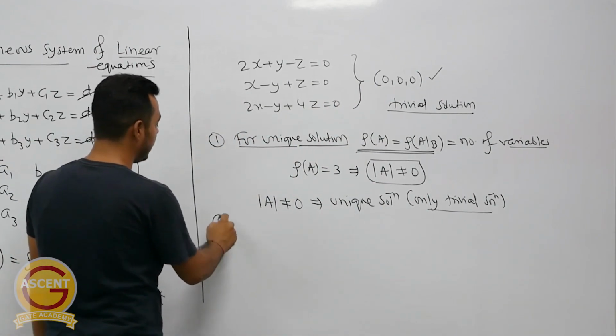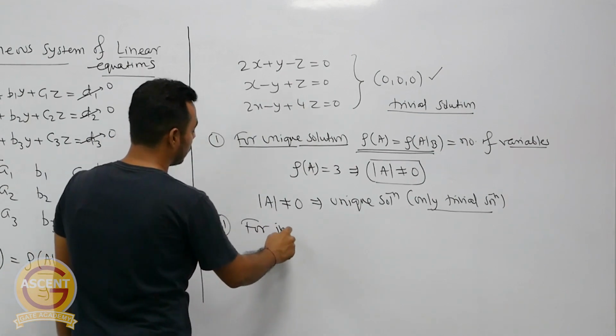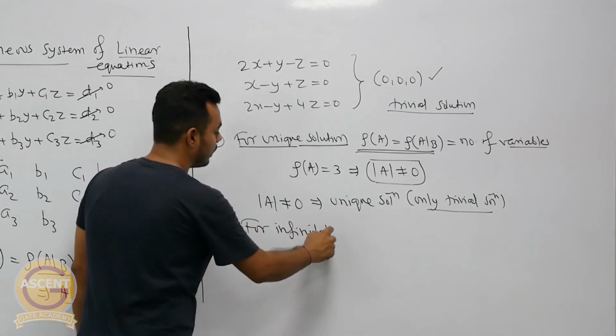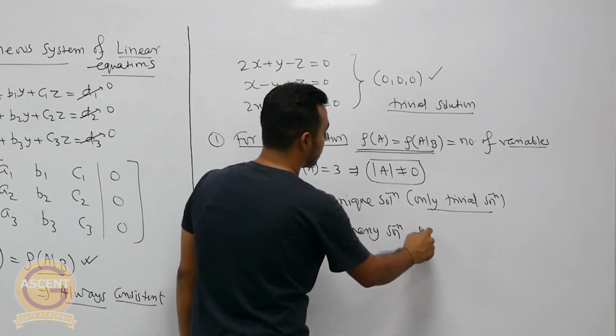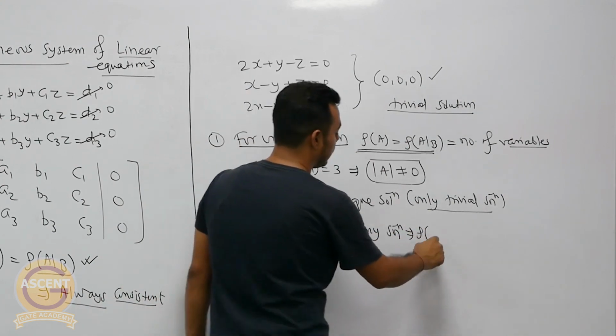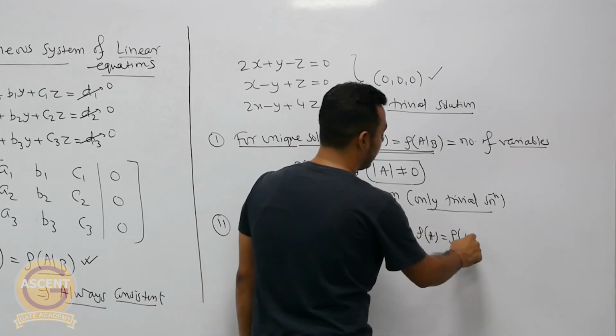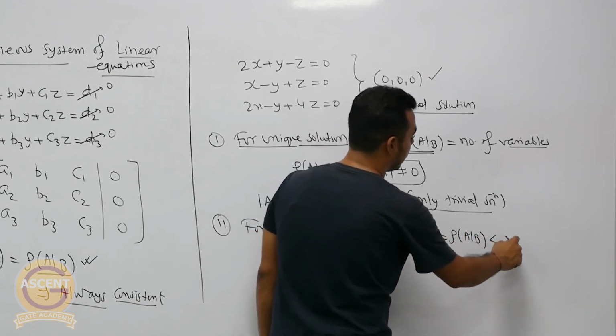And for infinitely many solutions, the condition was that rank of A is equal to rank of A by B and is less than the number of variables.